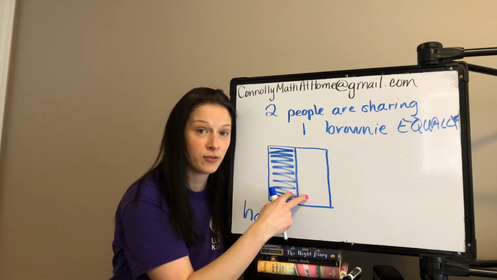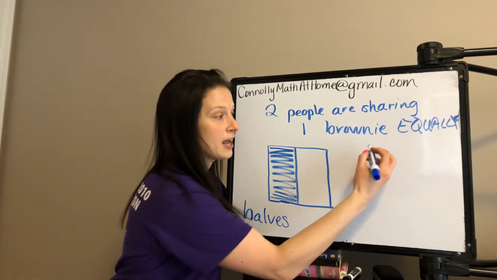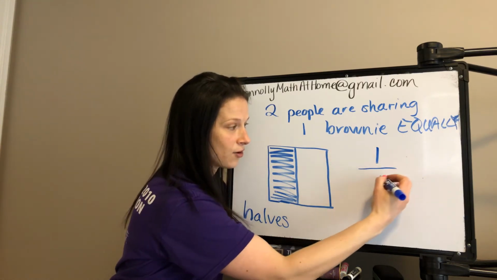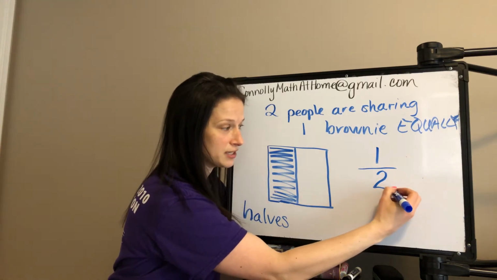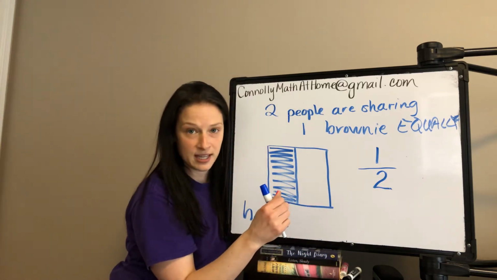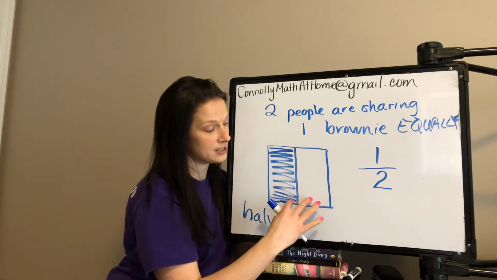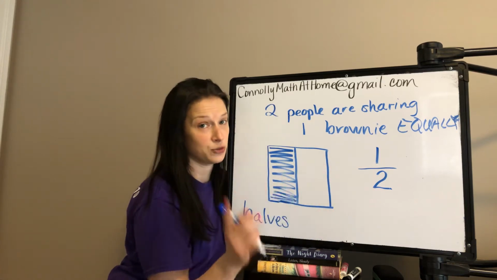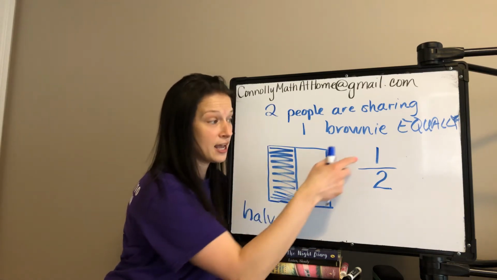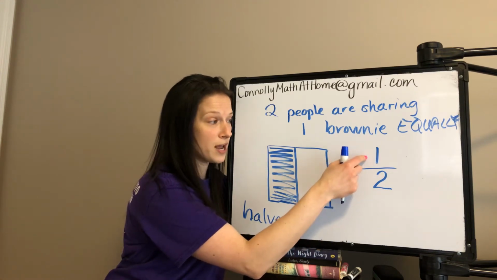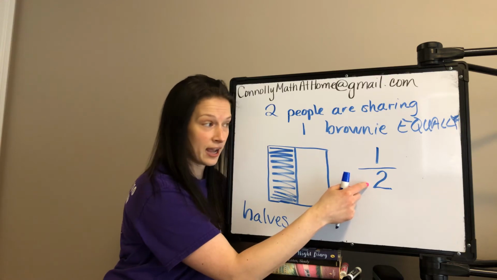And I'm going to show you how to write that as a fraction. Okay, each person is going to get 1 out of 2 equal pieces. And the way that we say this out loud is 1 half. Since these pieces are called halves, and you learned that in 2nd grade, 1 out of 2 equal pieces, each person gets 1 half. Okay?